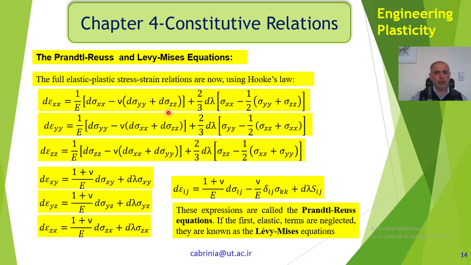Nevertheless, these are the Levy-Mises equations, and we can write them in tensor form like that: d epsilon ij, d sigma ij, etc. And now we are going to apply these equations to some simple problems.